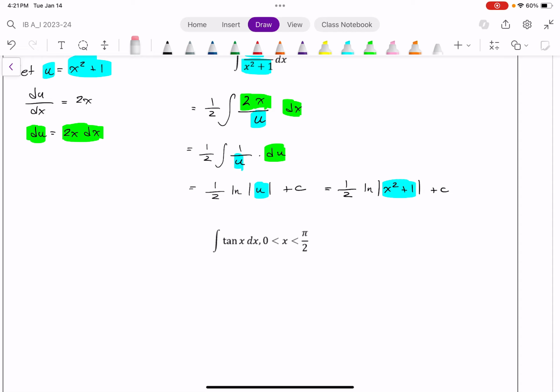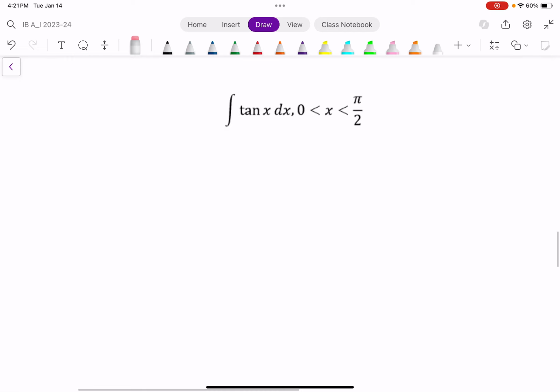All right. Let's look at this. I want to integrate the tan of x dx, but just where x is between 0 and pi over 2. We'll get to the 0 and pi over 2 part in a bit. First, let's look at this and realize, okay, that means I can write this as the sine of x over the cosine of x dx.